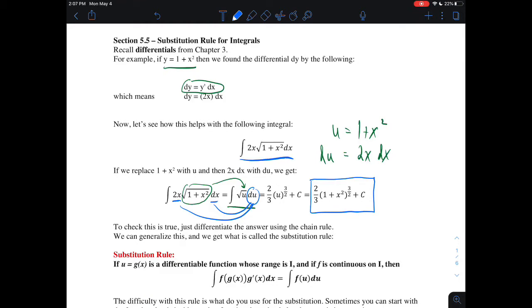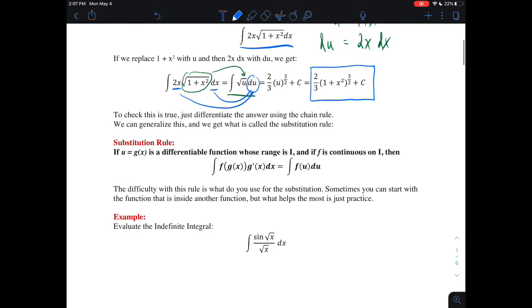To check that this is true, you can just differentiate the answer that I've boxed up using the chain rule. So you can see that this idea of the substitution rule for integrals goes hand in hand with the chain rule of differentiation. So now we have a way to undo a chain rule derivative. So to generalize this, we get what is called the substitution rule.